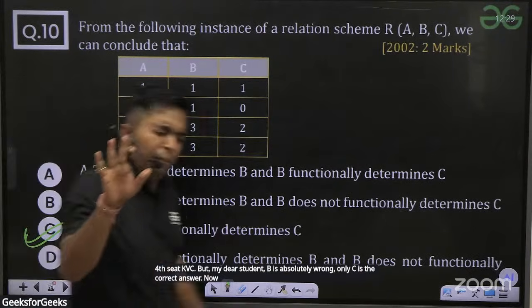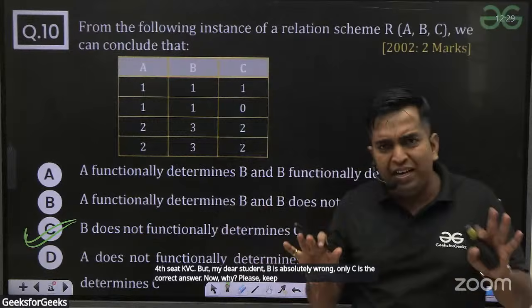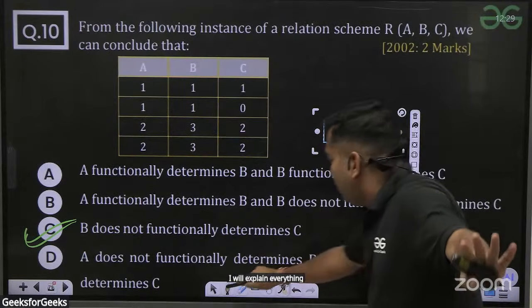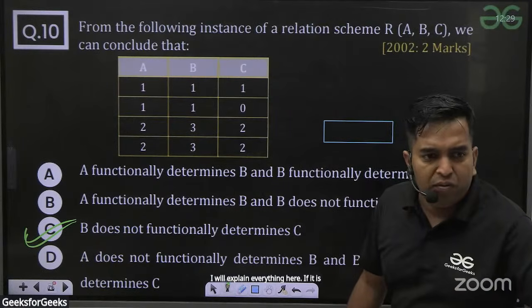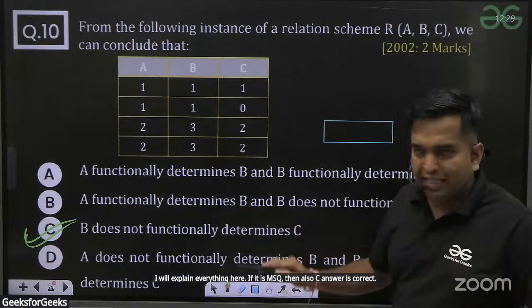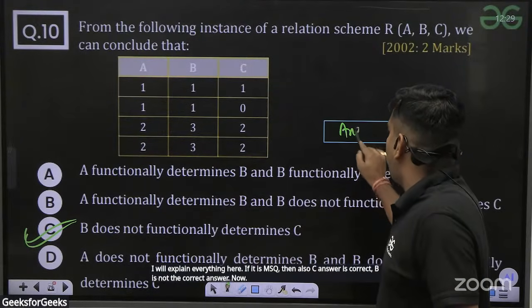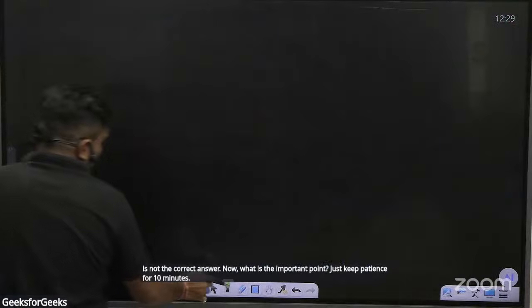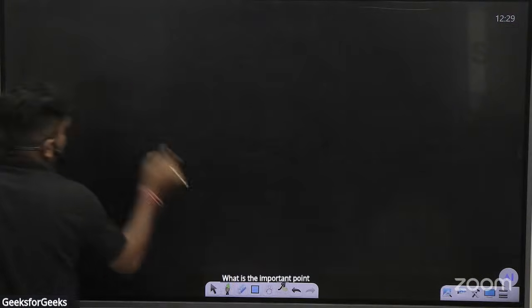Now why? Please keep patience, I will explain everything. Even if it is MSQ, C is still the correct answer. B is not the correct answer. Now, what is the important point? Just keep patience for 10 minutes. What is the important point about the FD?